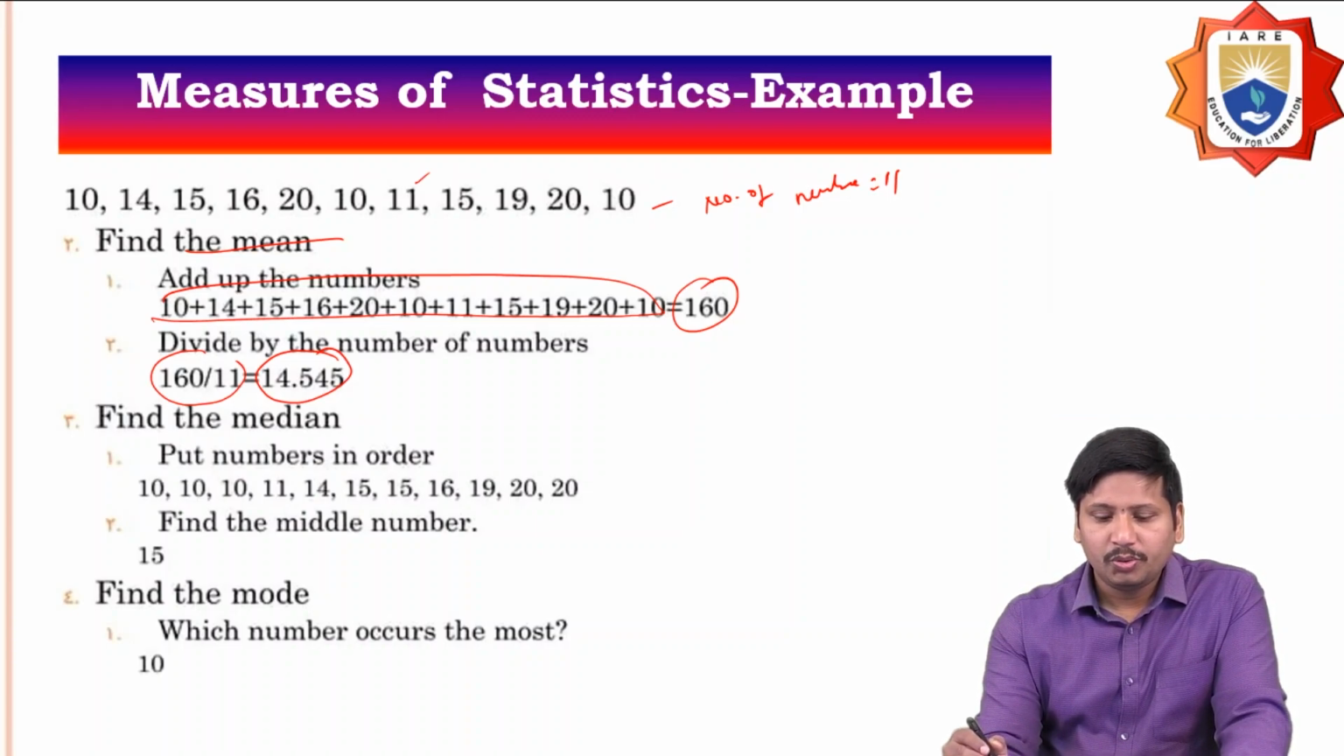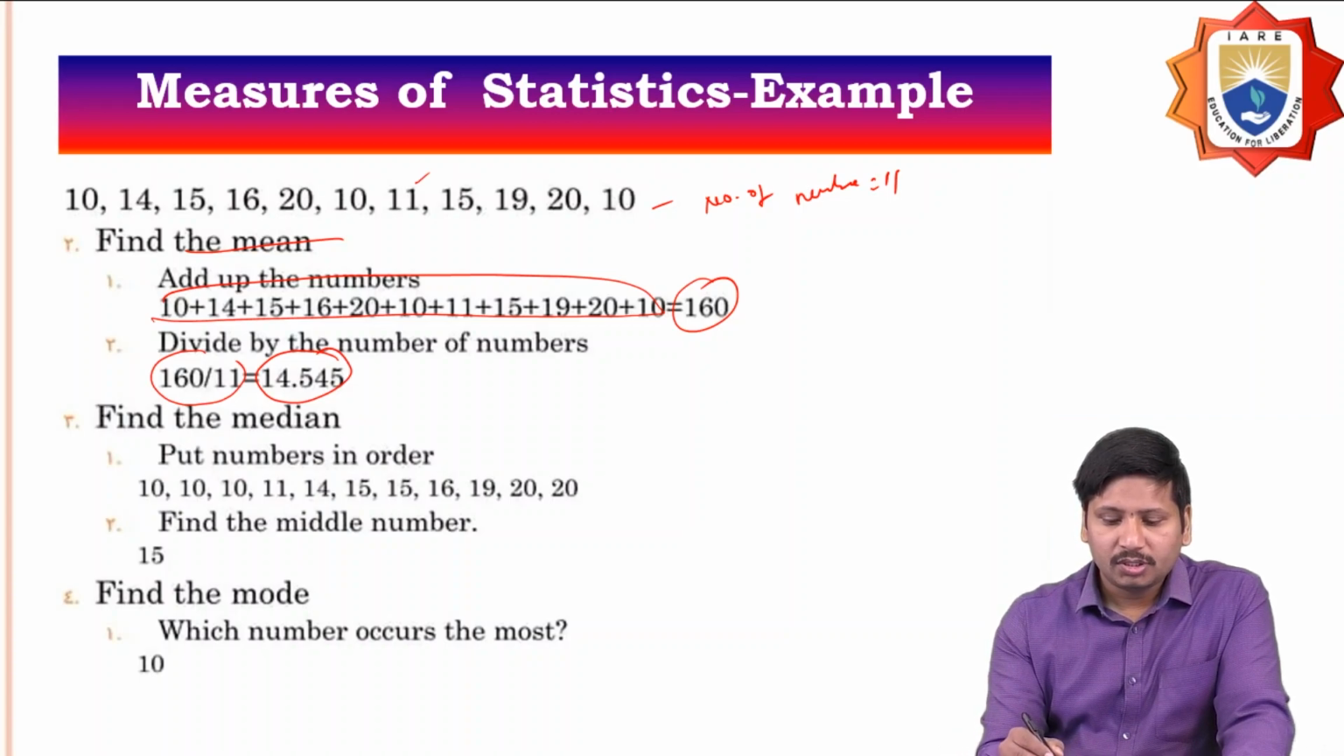So first, all the numbers have to be arranged in ascending order. Initially, the minimum number is 10, so that's what I'm going to write here. The next minimum number is 11, and the next is 14, and 15 occurs two times, so I also wrote it two times. The next are 16, 19, and 20, and 20.